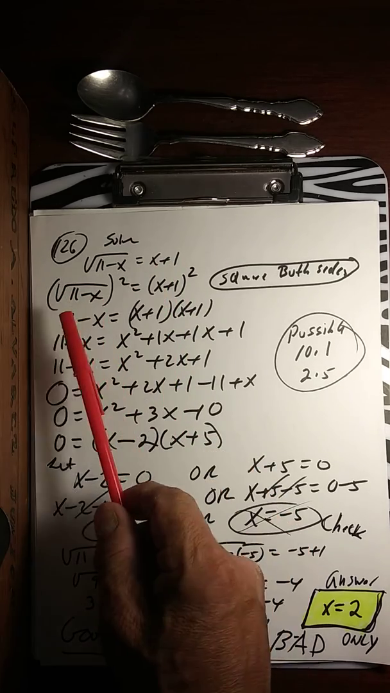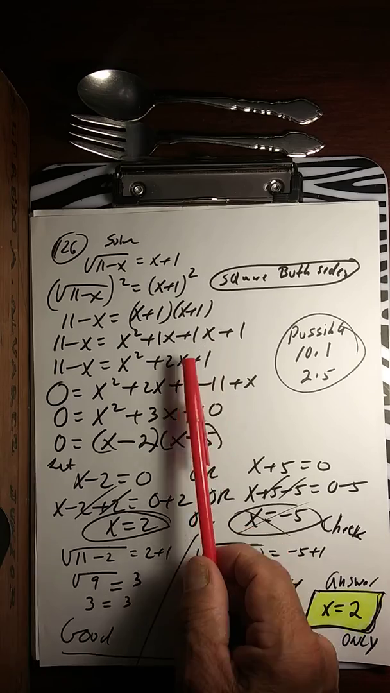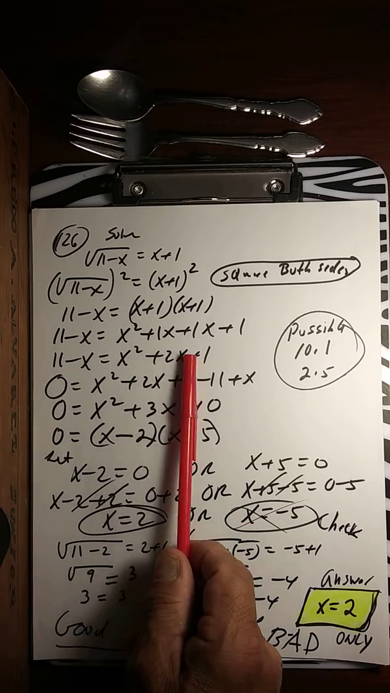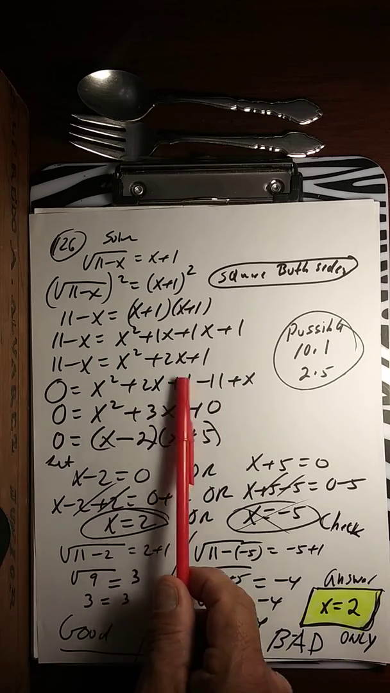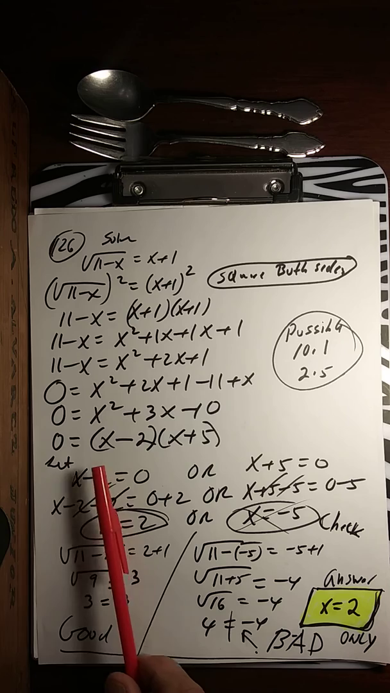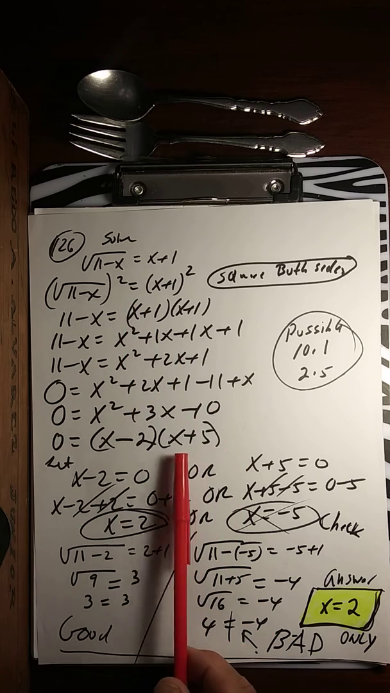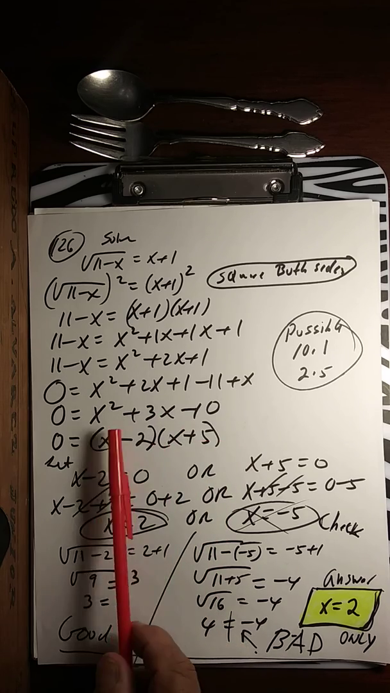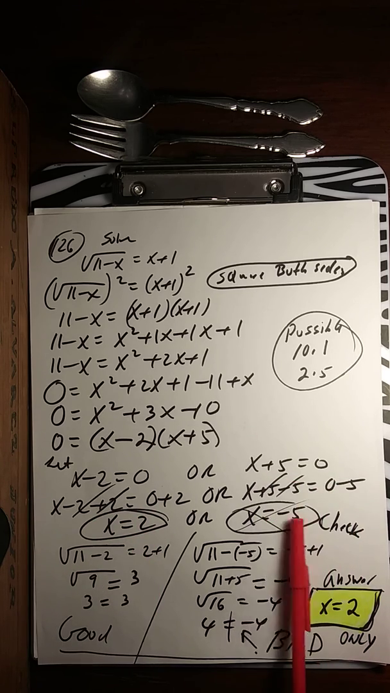Square both sides of this. This is 11 minus x equals x plus 1, x plus 1. x squared plus 2x plus 1. So bring this over. So we have x squared plus 2x plus 1 minus 11 plus x. x squared plus 3x minus 10. Minus 2 and 5. See, that times that is negative 10? Yes. And that times that is 3. And the first and first is first. Okay. x minus 2 equals 0. Add 2. So x is 2. x plus 5 equals 0, minus 5, minus 5. So x is negative 5.